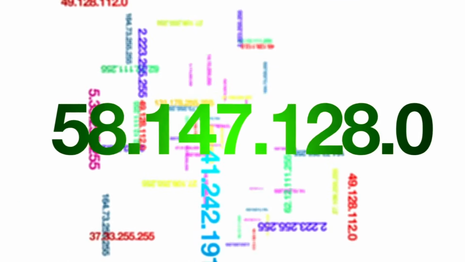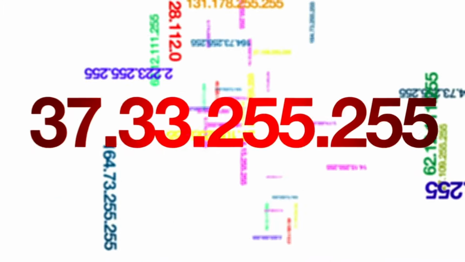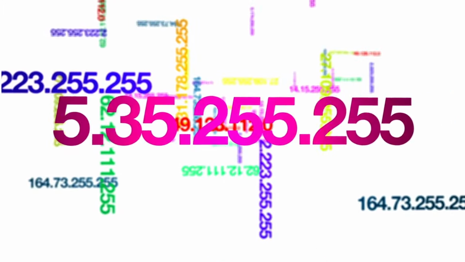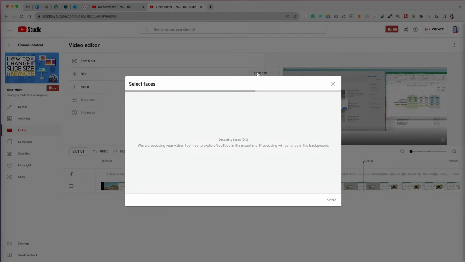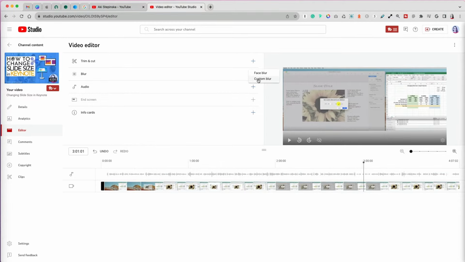Sometimes you may realize after you upload that there was sensitive information visible and you should cover it. So instead of deleting the video and re-uploading, you can use the blur option in YouTube Studio. When you hover over the blur option, you have 2 choices: face blur or custom. If you select the face, the editor will be processing the video for a while to detect faces and blur them. I'm going to select the custom blur.